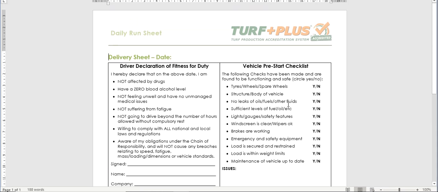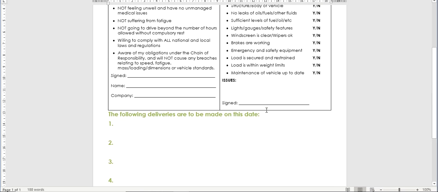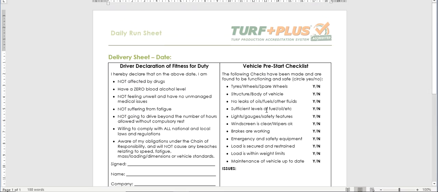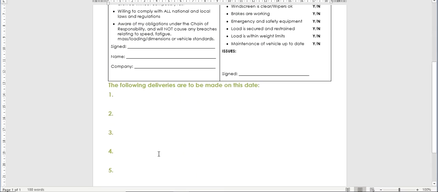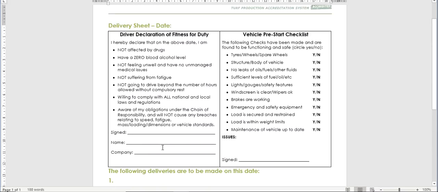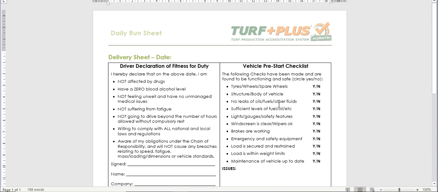If you've got a contractor driving for you, I would ask them to fill it in. Maybe you take a copy of it if they keep the sheet, or you keep the sheet, but take a copy and keep that. It's a really good compliance document that ticks a lot of boxes.